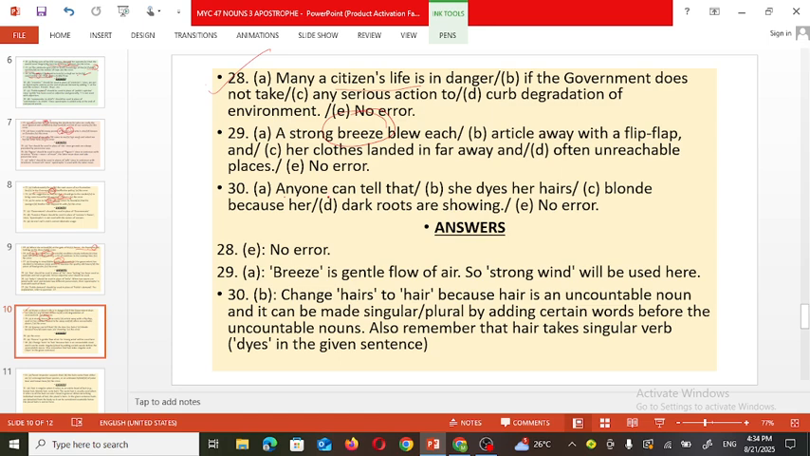Next one. Anyone can tell that she dyes her hairs blonde because her dark roots are showing. Okay, so here, she dyes her hair. Hair already means we cannot use hairs to make a plural of it. It is an uncountable noun. There's only hair must be here. So that is the error in the sentence.